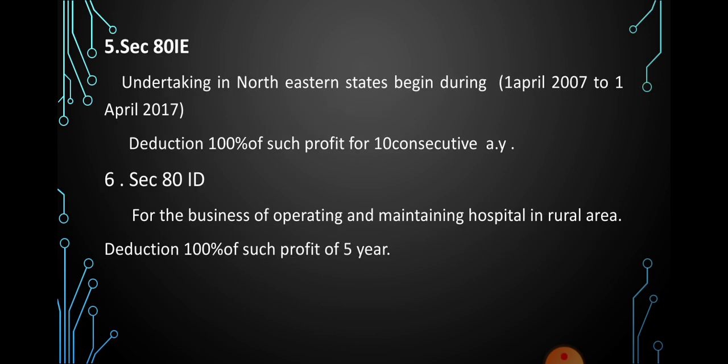Fifth one, Section 80IE, undertaking in a Northeastern state that begins during 1st April 2007 to 1st April 2017. The deduction is 100% of such profit for 10 consecutive assessment years. Sixth one, Section 80ID, for the business of operating and maintaining a hospital in a rural area. Deduction is 100% of such profit for 5 years.